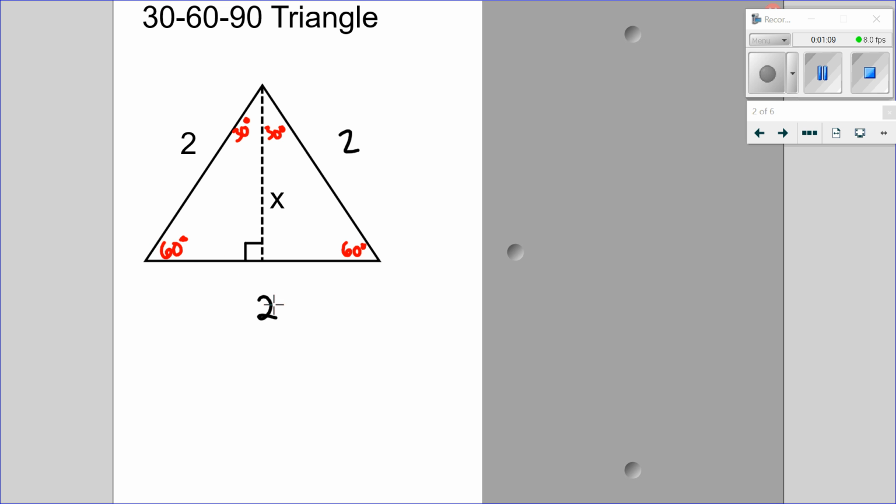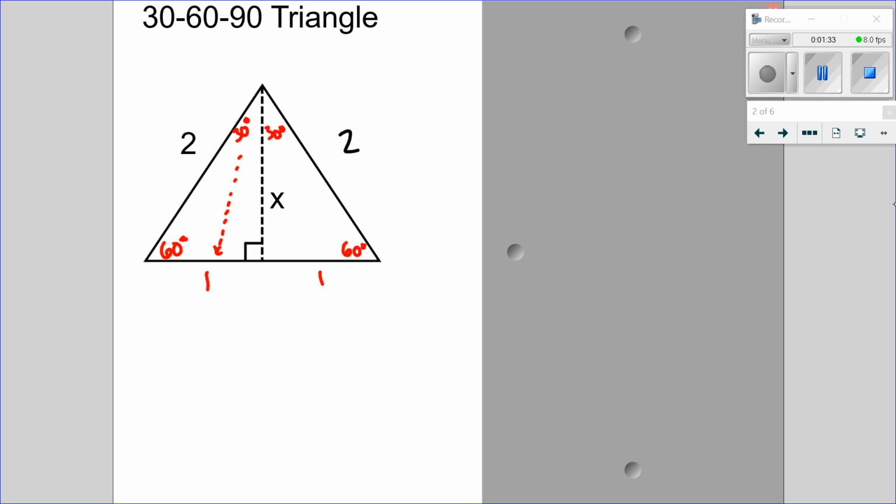From here, when I cut that in half, I actually have a side now of 1 and 1. Right there is our first nice relationship about 30, 60, 90s. This side is my short side. Why it's my short side is it's across from the 30-degree angle. The shortest side is always across from the shortest angle. That short side is always going to be half the hypotenuse, or if I double it, I get my hypotenuse.